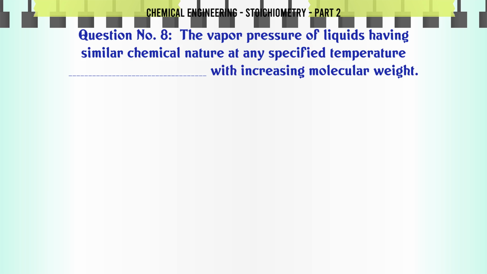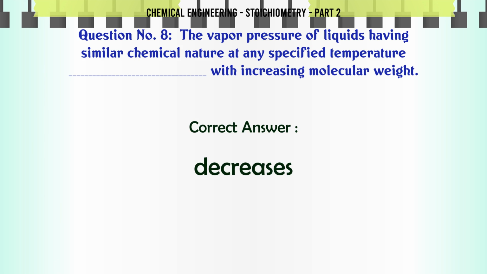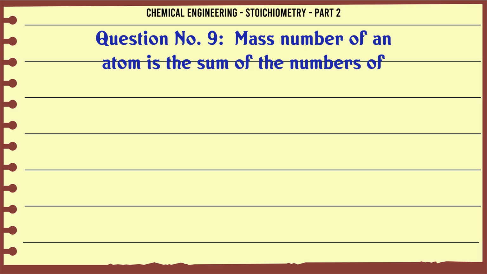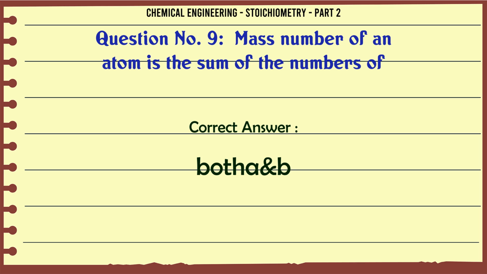The vapor pressure of liquids having similar chemical nature at any specified temperature with increasing molecular weight A increases, B decreases, C remains unchanged, D increases linearly. The correct answer is decreases. Mass number of an atom is the sum of the numbers of A neutrons and protons, B protons and electrons, C neutrons and electrons, D both A and B. The correct answer is both A and B.